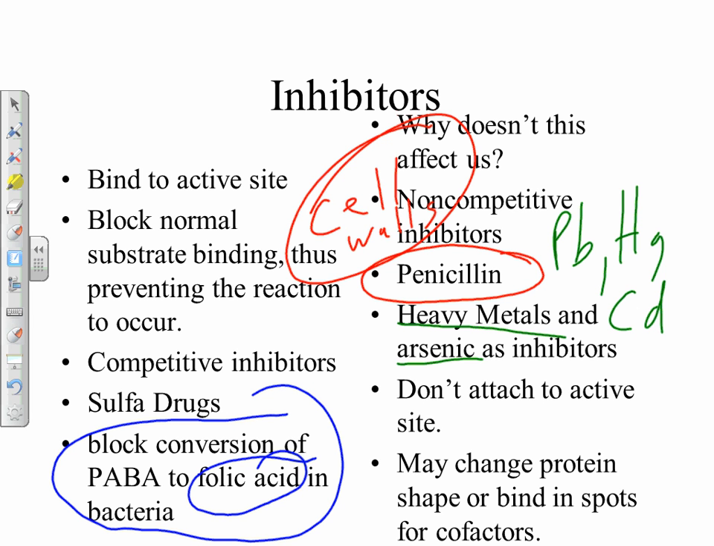One other thing to know about these non-competitive inhibitors, they don't bind to the active site, but they may bind to some other place. Like sometimes they'll bind to the spot where the cofactor or the coenzyme is supposed to be. Or they may bind somewhere else. But the key thing about non-competitive inhibitors, they don't bind to the active site, but the net effect is the same. When they're there, the enzyme doesn't work. It's inhibited.